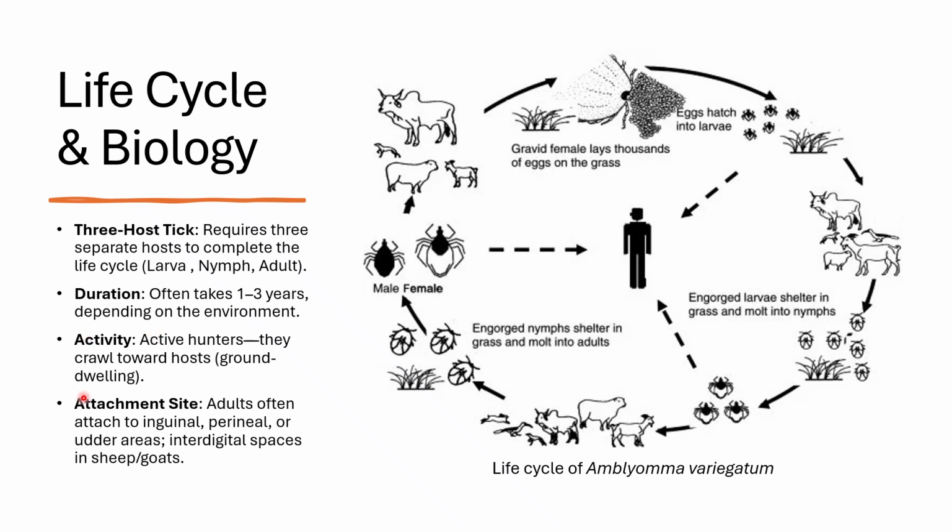For the activity, they are active hunters and they crawl toward the host. They are also known as ground-dwelling ticks. For the attachment site on the host, the adults often attach to the inguinal region, perineal, or other areas. And for sheep and goats, the adult ticks will usually attach to the interdigital spaces.